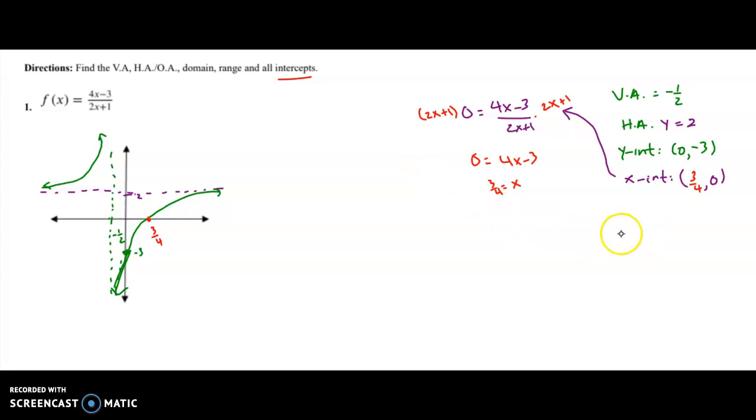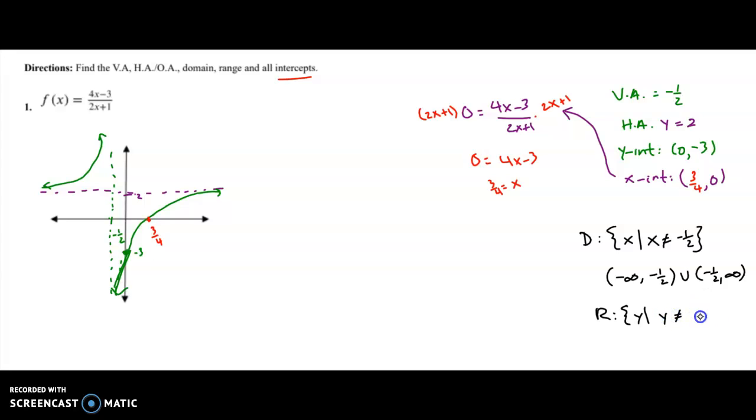The domain would be all real numbers except for the vertical asymptote at -1/2. A couple ways to write it: we can put it in set notation, x is not equal to -1/2. If you want, you could write it as an interval, so -∞ to -1/2, and then the union of -1/2 to infinity. And then the range is going to be y such that y is not equal to 2. You could also say -∞ to 2, and then the union of 2 to infinity.